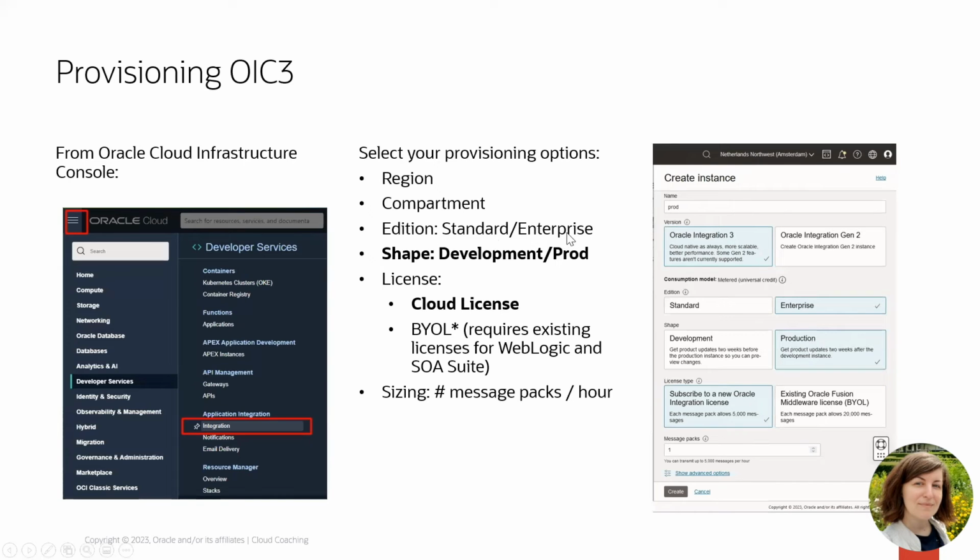Choose your edition between standard and enterprise. Choose the shape between development and production. Development shapes receive the functional updates 2 weeks before production shapes. Choose the license between cloud license, this is selected by default, and BYOL if you have existing licenses for WebLogic and SOA Suite. Choose the sizing of your instance, the number of message packs per hour.